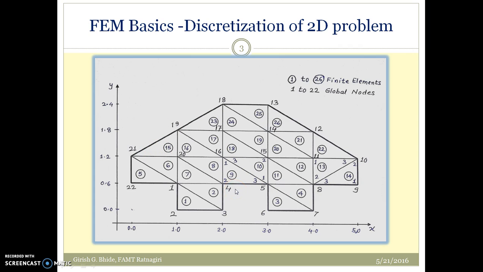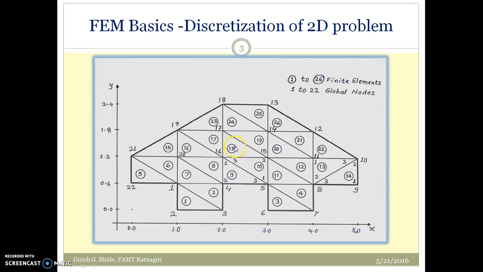Let me explain them one by one. In finite element method, there are different types of elements such as line segments, 3-node triangles, 6-node triangles, quadrilaterals, etc. I have used 3-node triangles as you see over here. In this sketch, there are total 26 triangular elements whose numbers are written in the encircled form within the elements.